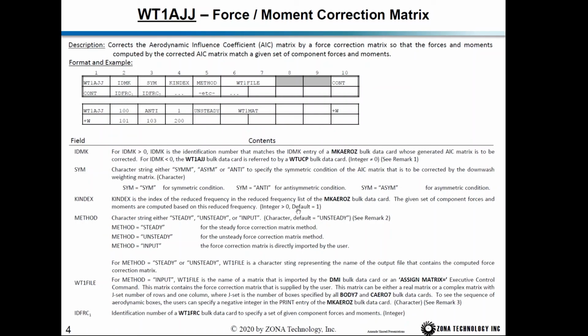so you have to specify the index of the reduced frequency here, and the method: you can use either the steady force correction method or the unsteady force correction method, and of course the unsteady force correction method is recommended. And then you can input your own weighting matrix, and then after that you have a WT1 file. You can output or input the weighting matrix, and then this is IDFRC1, which refers to the WT1FRC card.